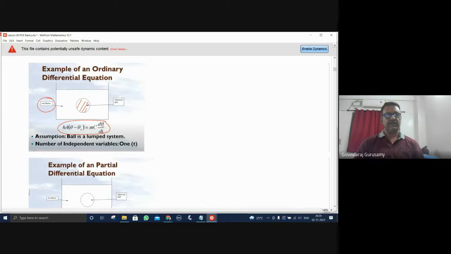Here you have a ball which is kept in hot water, and we would like to know what is really happening with respect to the temperature of this ball as a function of time. And this is what the basic equation governed by the first order differential equation is. And we can see the ball is a lump system. Many things have been assumed here.